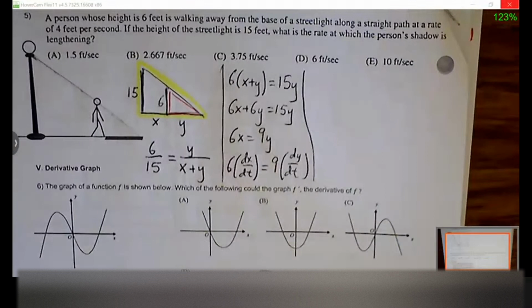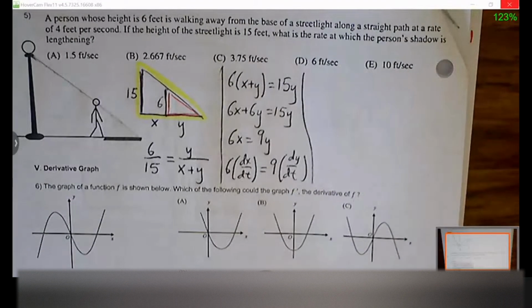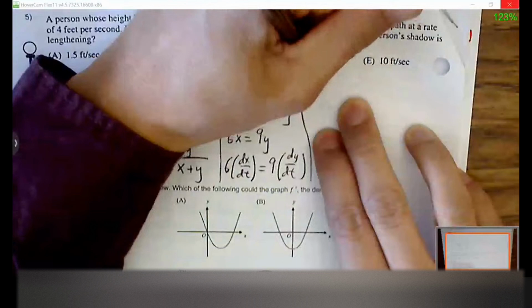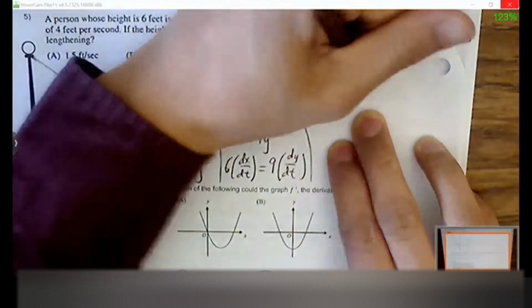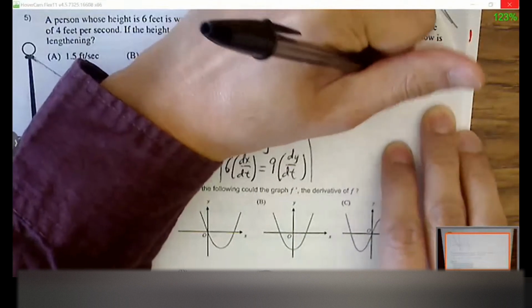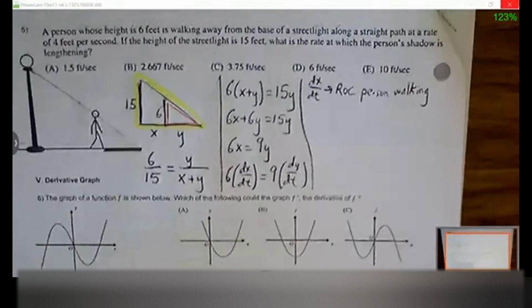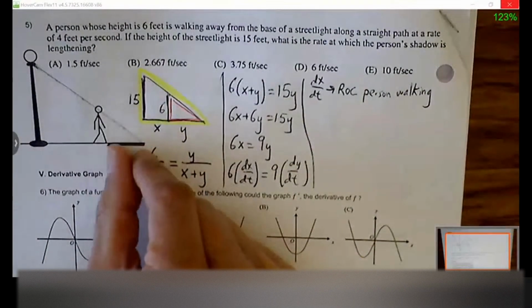Okay, let me define what each of these derivatives represents. So dx/dt represents the rate of change of the person walking. It's basically how fast a person is walking. We also have dy/dt. dy/dt represents how fast the length of the shadow is increasing or decreasing.